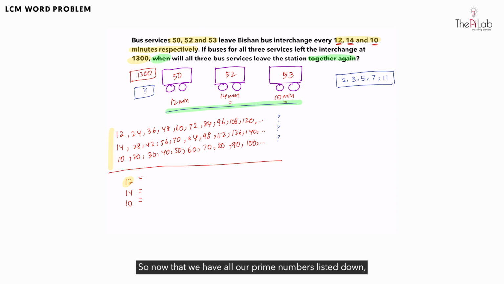So now that we have all our prime numbers listed down, the first few at least, we're going to take 12, put it into the calculator, and divide it by the smallest prime number, which is 2. So 12 divided by 2, what do you get?